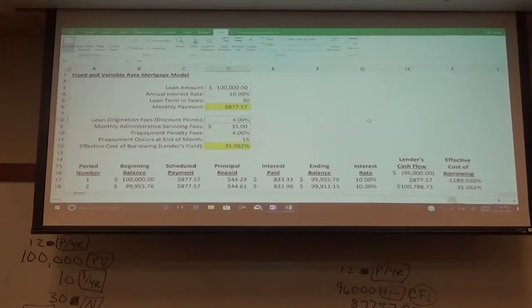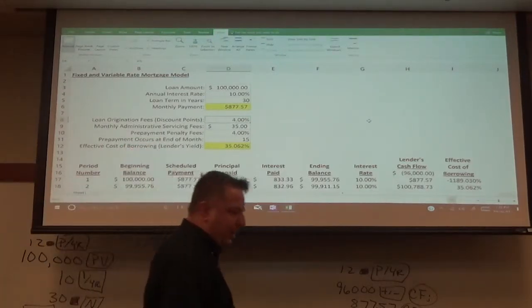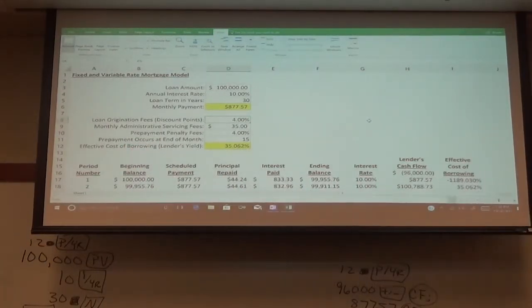So first of all, let's talk about the administrative servicing fees. Once again, the class from this morning has already heard this. So for the people that weren't in the class this morning, let me talk about this for a second. Actually, let me do this. RJ, you were in the class this morning. What are these monthly administrative servicing fees?